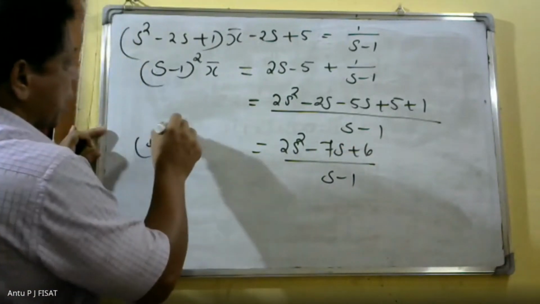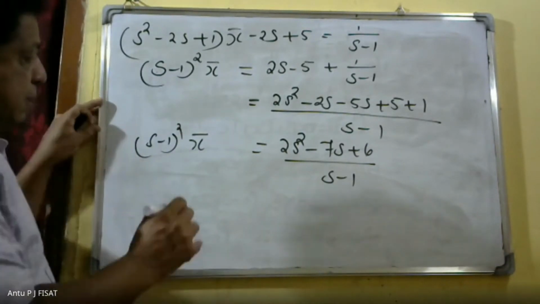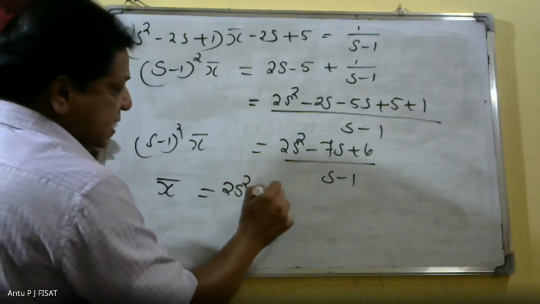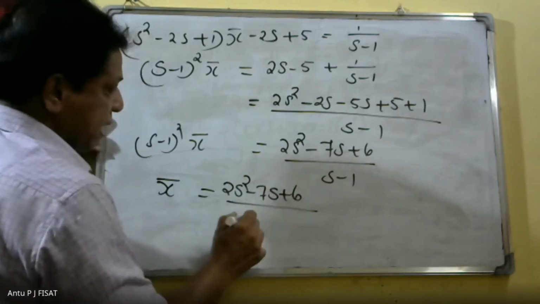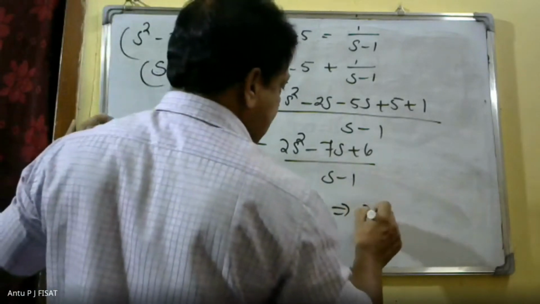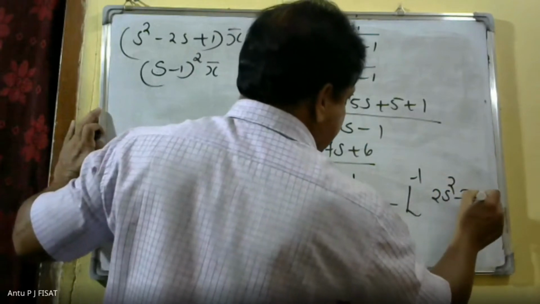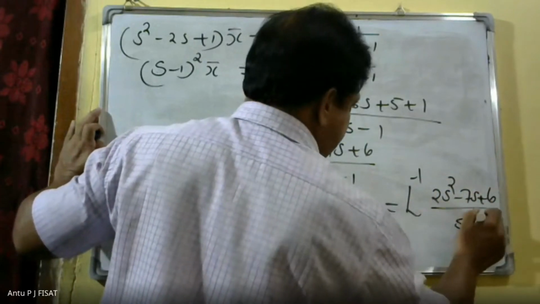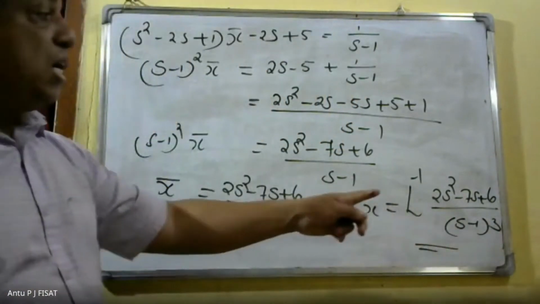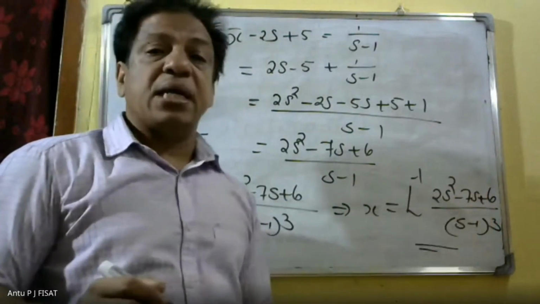S minus 1 whole square into x bar is equal to 2s square minus 7s plus 6 divided by s minus 1. Therefore, x bar is equal to 2s square minus 7s plus 6 divided by s minus 1 the whole cube. That implies x is equal to L inverse of 2s square minus 7s plus 6 divided by s minus 1 the whole cube. To find out x, we take the inverse of this function.